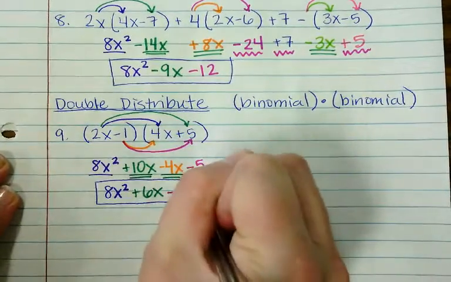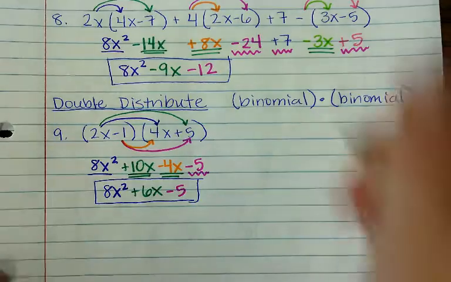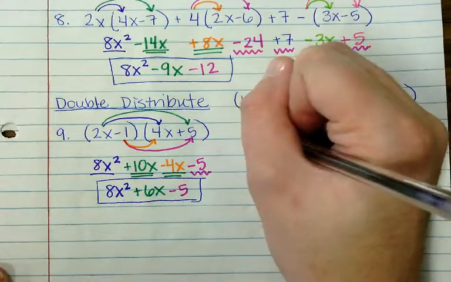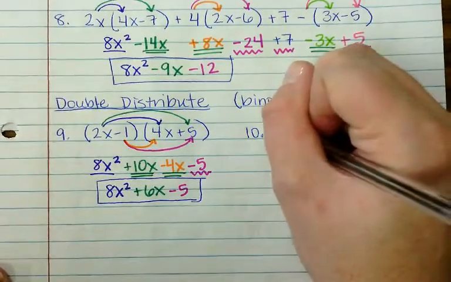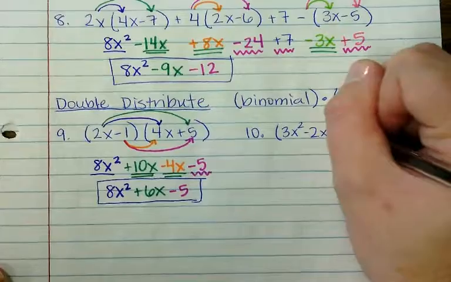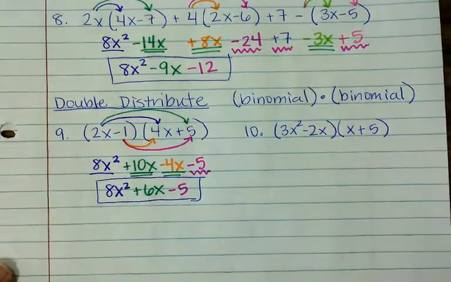Do y'all feel good about that? Okay, so we double distribute, and then we combine our like terms here. All right, so now I'm going to give you guys a second example: 3x squared minus 2x times x plus 5. I'm going to have you guys walk me through it, okay?